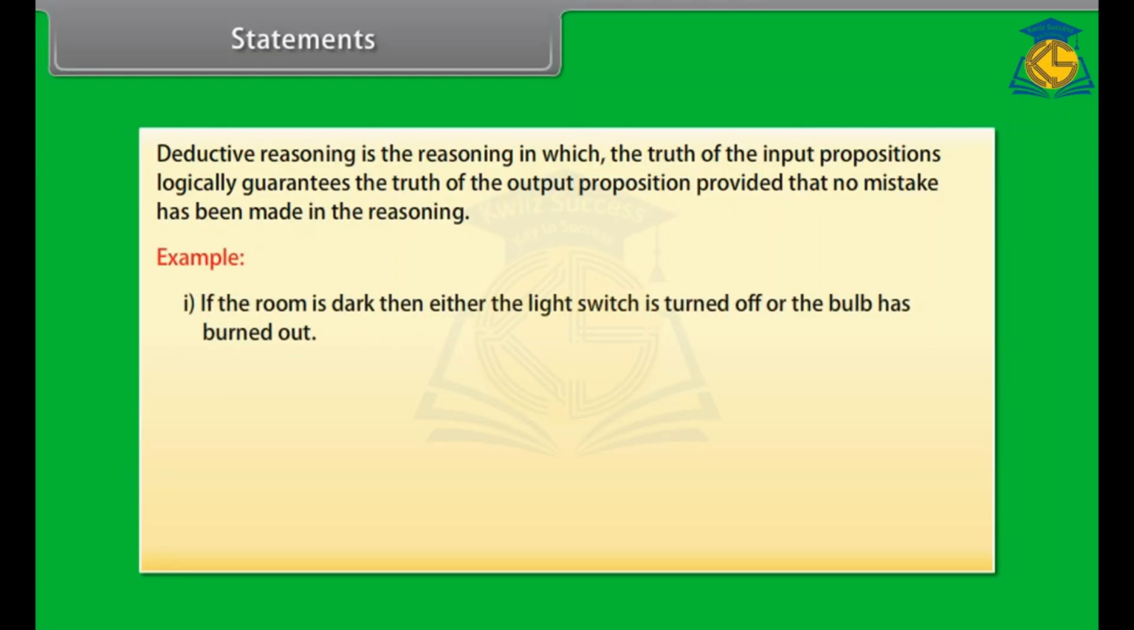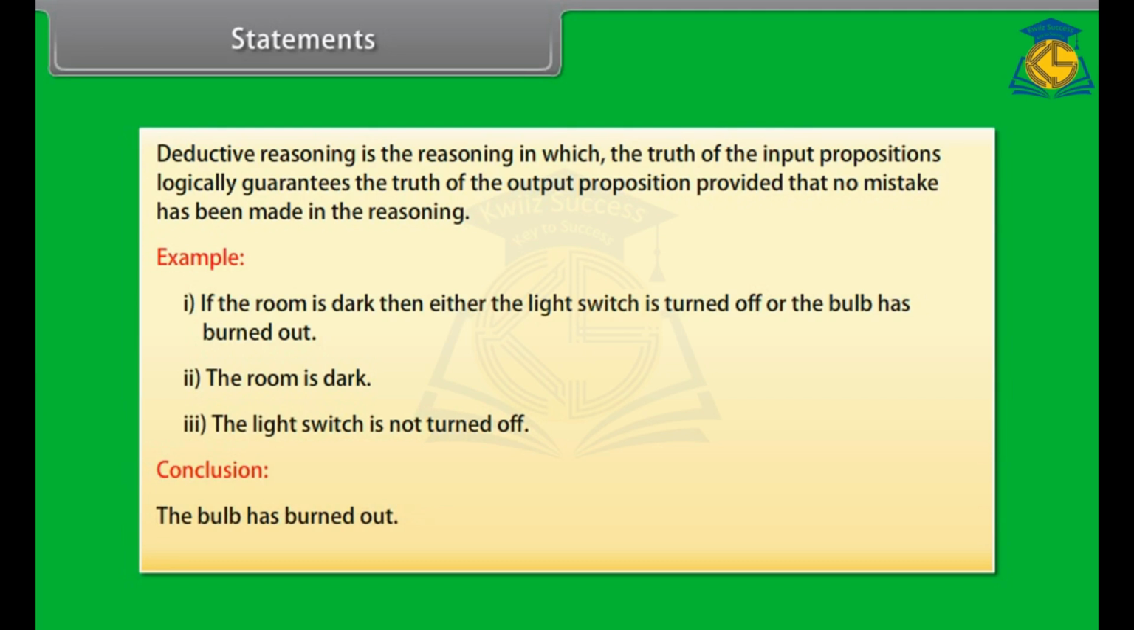Example. 1. If the room is dark, then either the light switch is turned off or the bulb has burned out. 2. The room is dark. 3. The light switch is not turned off. To the conclusion, the bulb has burned out.